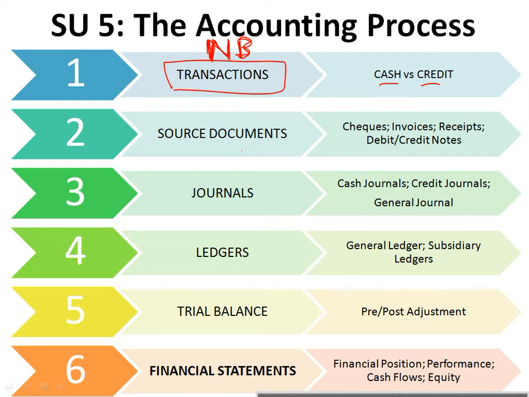Because then later, you'll look at journals, you'll look at ledger, you'll look at statements. Okay, trial balance, it's spoken about, you don't really have to draw it up. Okay, it's not something that's really tested. Okay, journals are tested, ledgers are tested, financial statements are tested. Transactions are obviously tested because they come up everywhere.